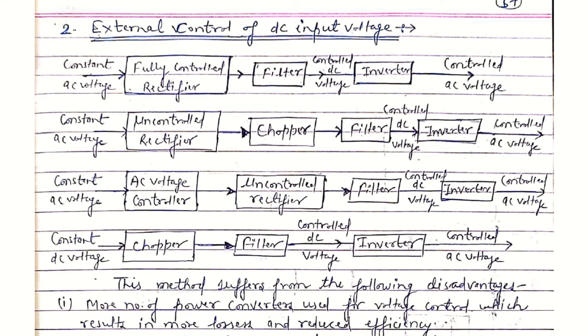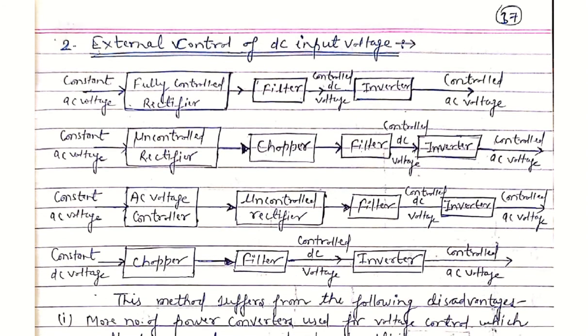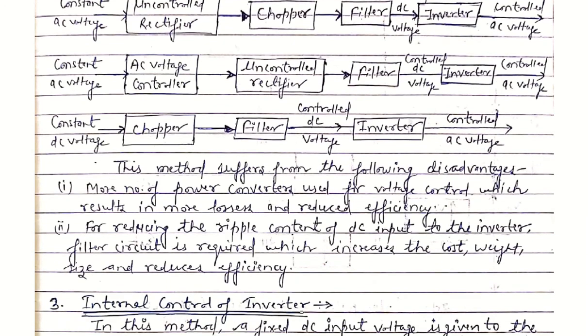So several power electronic converters are employed for controlling the DC input voltage to the inverter to obtain the controlled AC output voltage. So what are the disadvantages of these methods? This method suffers from the following disadvantages. The first one is the more number of power electronic converters used for voltage control, which results in more losses and reduced efficiency. In this conversion of AC to DC or DC to AC, more losses are there due to the conduction of several switches, so there is reduced efficiency at the output side. This is the first disadvantage.